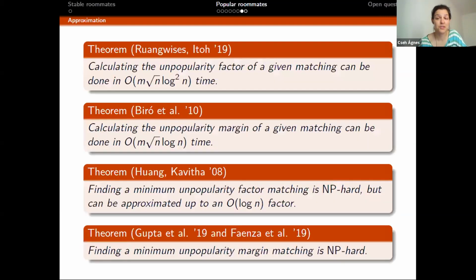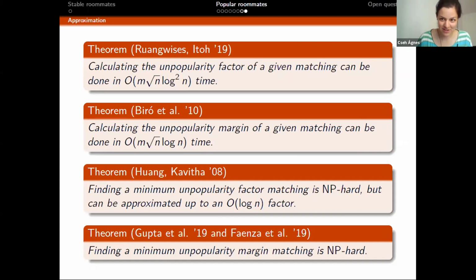So there are a bunch of results for unpopularity margin and factors. They are different. In instances where there is no popular matching, the matching minimizing one might not be the matching minimizing the other one, because there are people who abstain, and that makes a difference. Calculating the unpopularity factor or the margin is easy. That's the first 2 papers. Finding a minimum unpopularity factor matching is hard, but can be approximated. About the unpopularity margin, you only know that this is hard. Approximation results are not known at the moment.